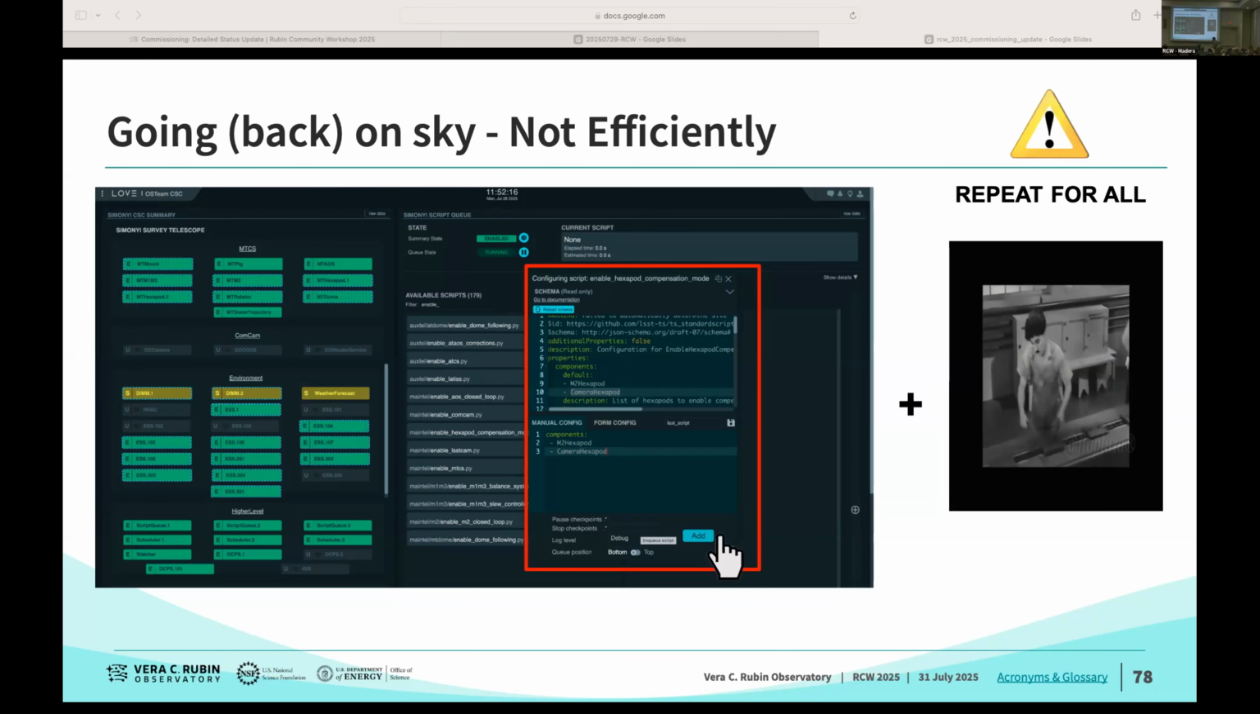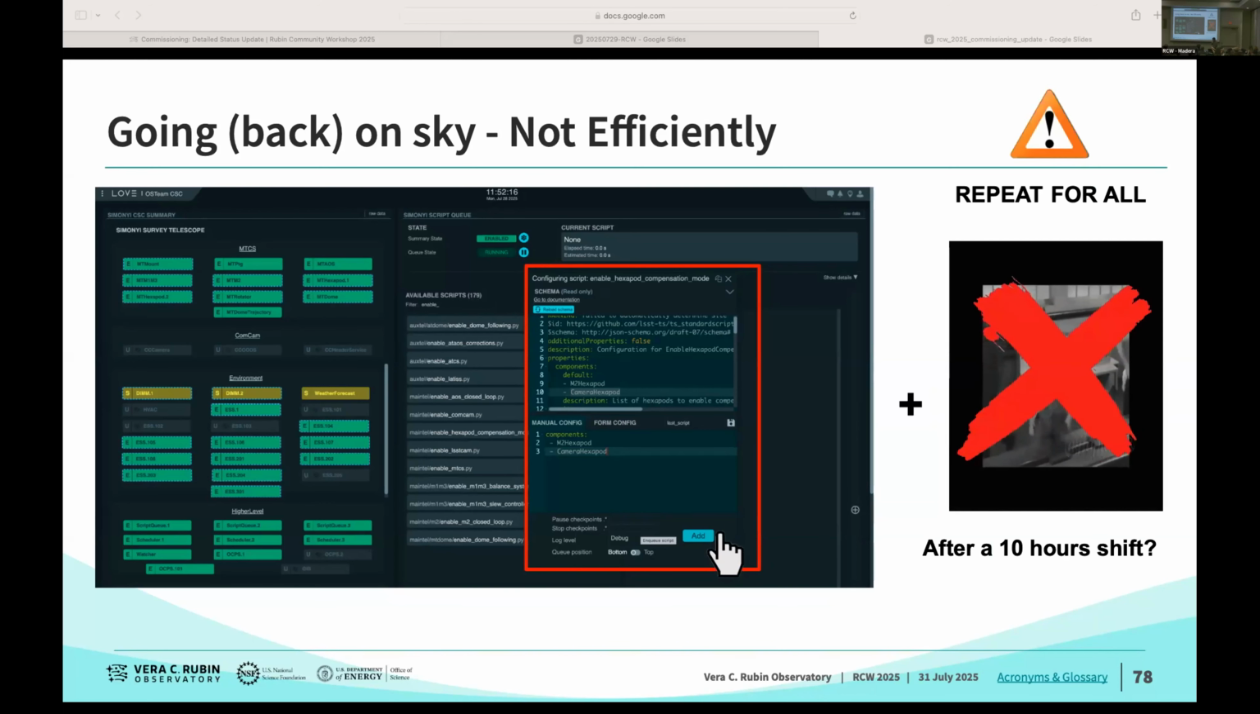So this is not efficient. It's error-prone. There are a lot of problems. And after a 10 hour shift, it's even worse. It's easy to make a mistake, and then you can lose a lot of time on Sky.